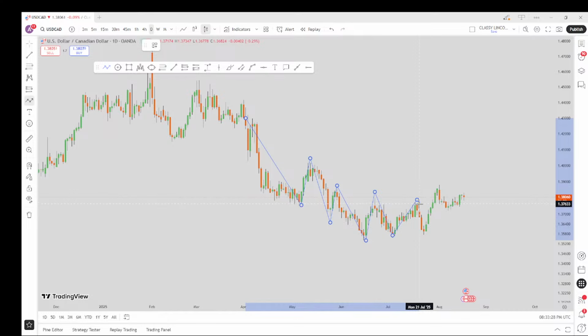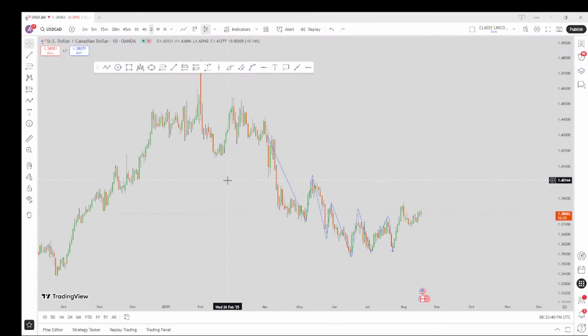It gave us equal highs, equal lows, and broke out of this consolidation, this range in price. So practically, USD CAD has broken out of the range. So we're expecting what? A move to the upside. We're expecting a trending market now. We are expecting USD CAD to move to the upside now.